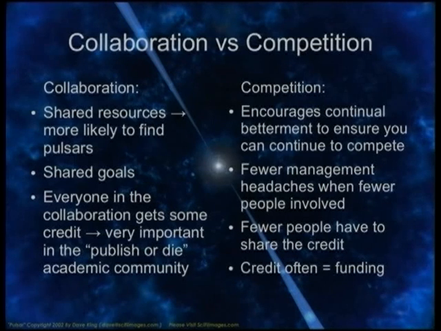And as I listened, this discussion started sounding eerily familiar. This whole balancing act between collaboration and competition is something that we deal with very personally in the open source community. So I'm sure all of this is pretty self-explanatory, but with collaboration, you've got shared resources. In our case, that means we're more likely to actually find the pulsars because we have more people looking for them.